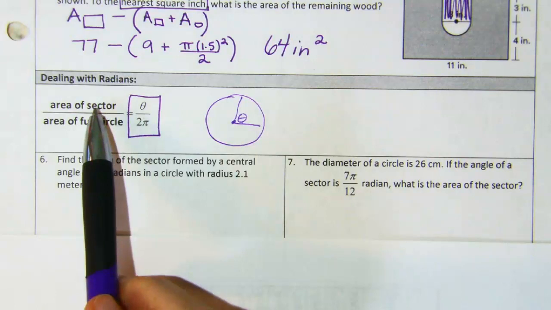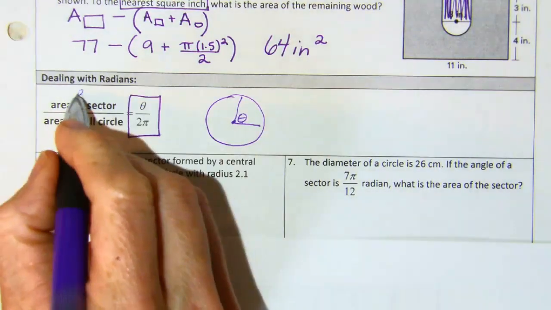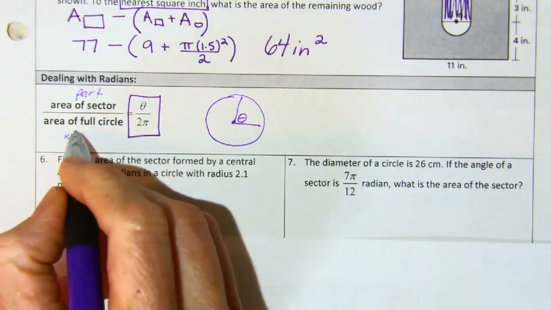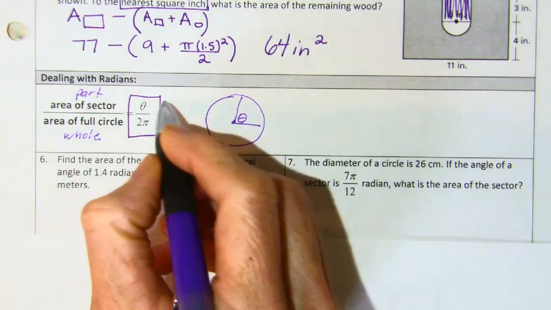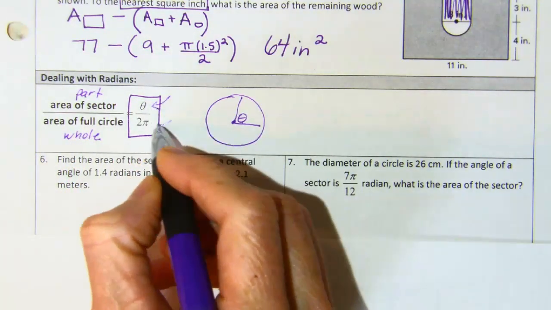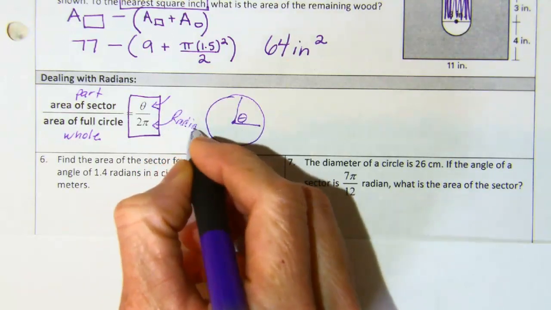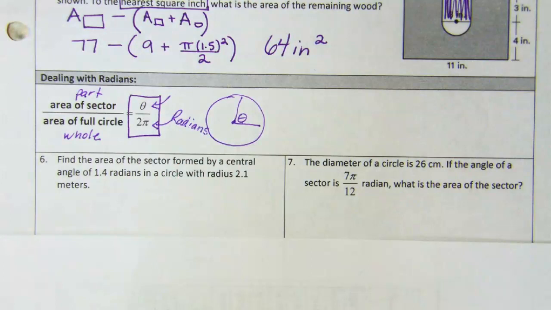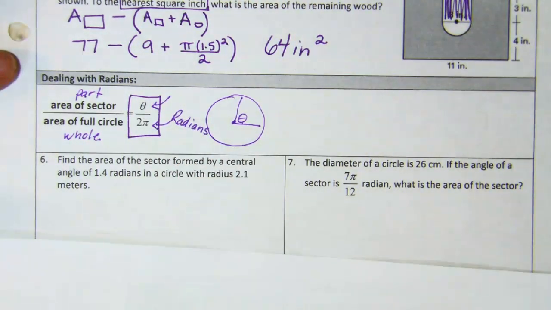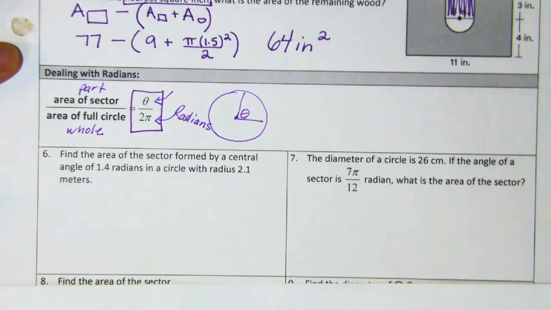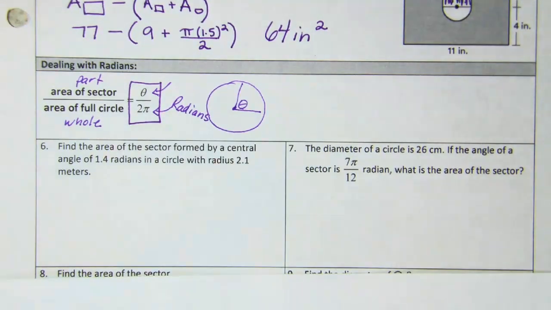Well, it's simple. We still do the same thing. We still do part, we still do whole, area. We still do part and we still do whole, except now these are in radians. So I don't want you to be confused. It's just going to switch measures on us. So question 6 says, find the area of the sector formed by central angle of 1.4 radians in a circle with a radius of 2.1 meters.